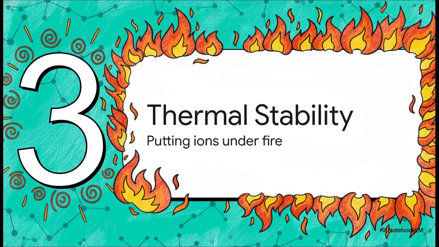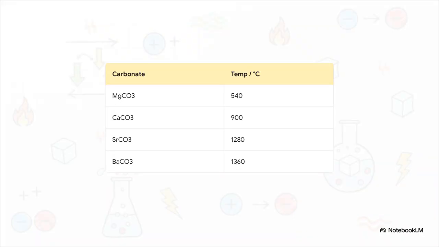Which brings us to part 3, thermal stability under fire. Let's see how this polarization behaves when things heat up. Take the group 2 carbonates. Magnesium carbonate decomposes at just 540 degrees Celsius.